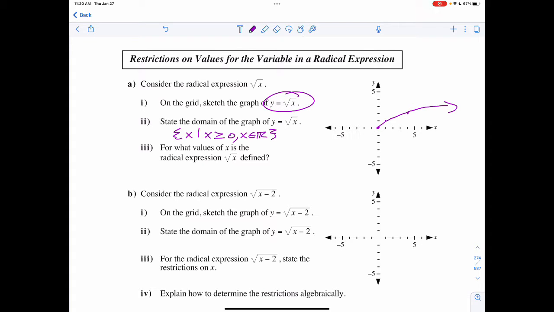For what values of x is the radical expression defined? Well, that just means for what values of x would make this mathematically possible. As long as x is greater than or equal to 0, it's going to mathematically work. I can take the square root of 0, 0.5, 26. I just can't take the square root of a negative.